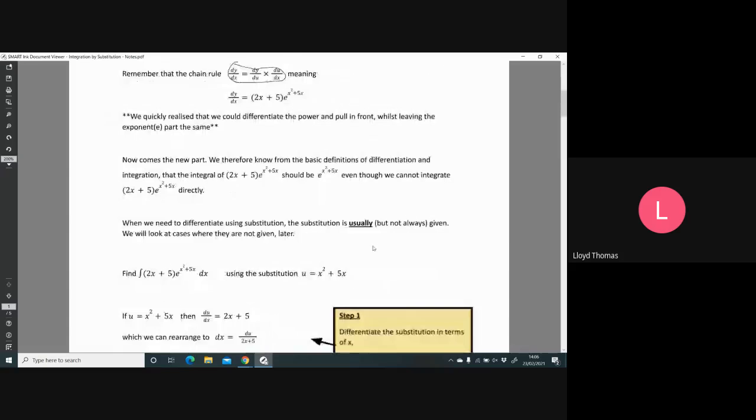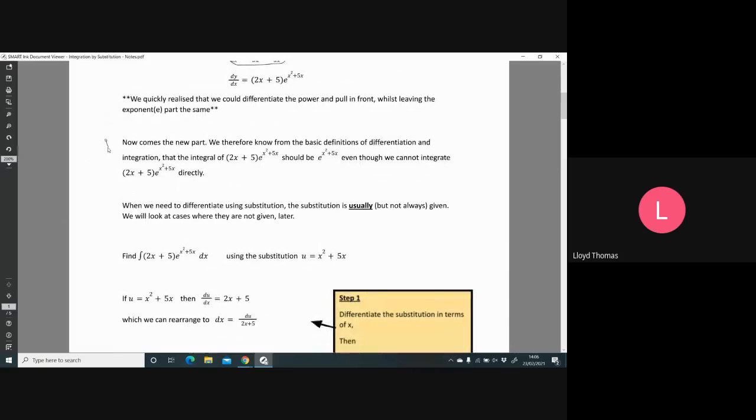So moving down to this part here. I did mention at the start of this lesson that integration by substitution is essentially the reverse process to differentiation using the chain rule, to a certain extent. So if this was my answer, 2x plus 5 in brackets, e to the x squared plus 5x, I know that if I integrated that, I end up with this here, because that was the reverse of what I just did. We just don't know how to do that.